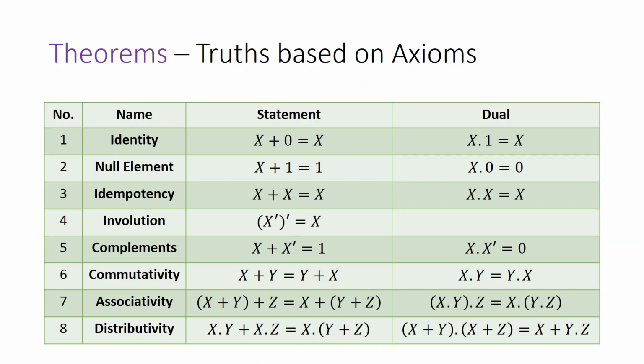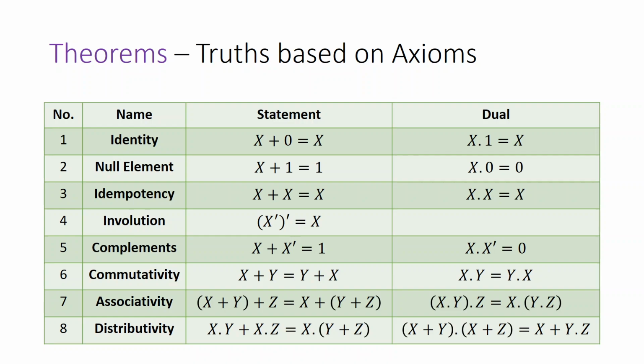Null element means this variable when ORed with 1 gives back 1. That means it is as if that variable was not even present there. So a variable when ORed with 1 gives back 1, as if the variable was not even present. And similarly, when a variable is ANDed with 0, it gives back 0.